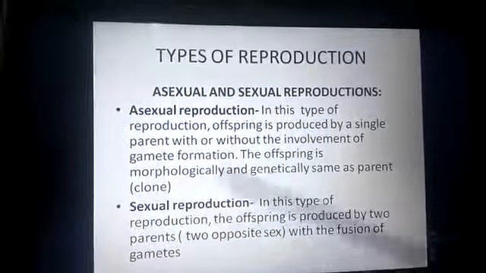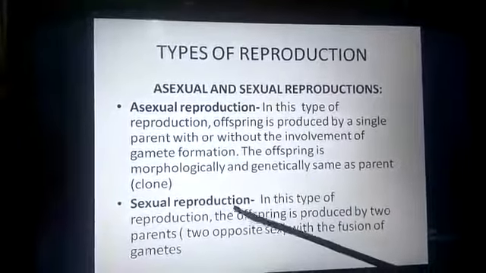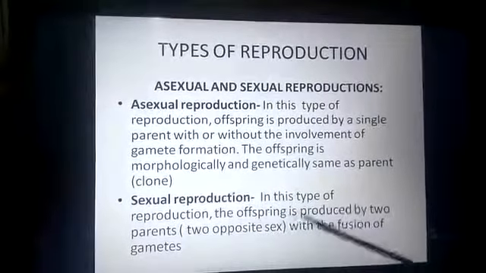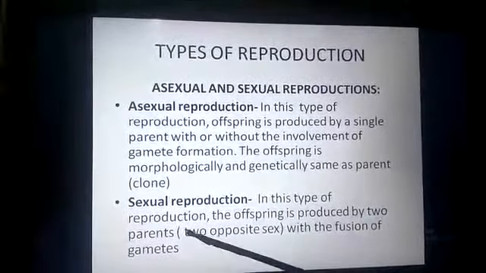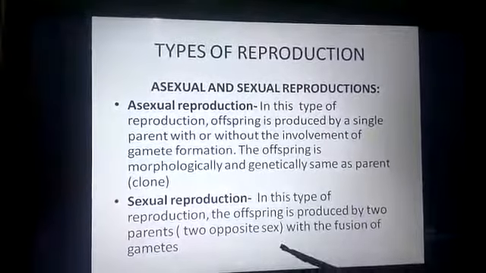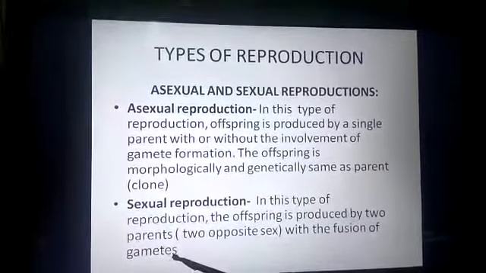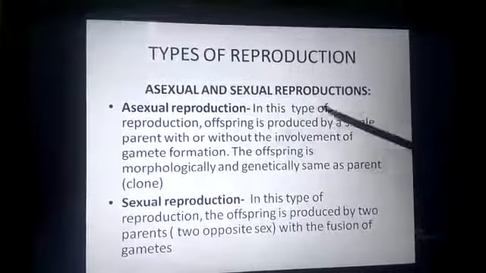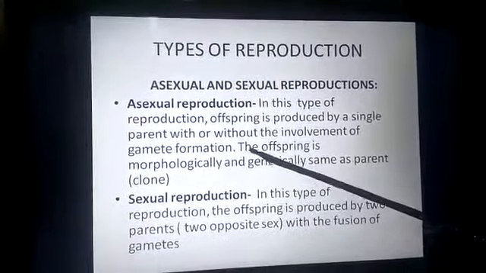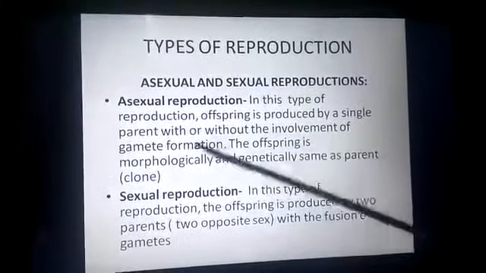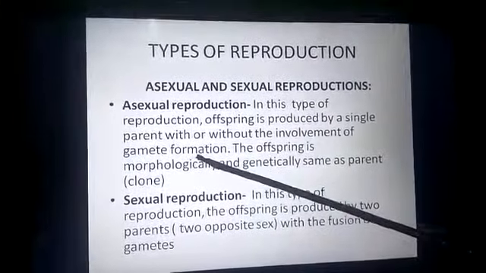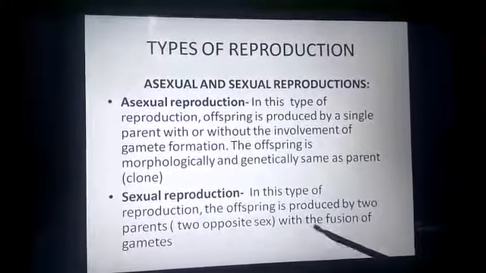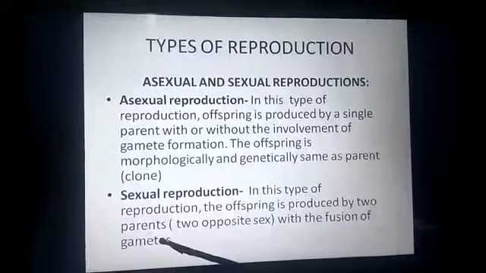Now let us go to the next one, sexual reproduction. In sexual reproduction, the offspring is produced by two parents of opposite sex with the fusion of gametes. What is the difference between these two? In asexual, only one parent is involved. There might or might not be an involvement of gamete formation. But in sexual reproduction, two parents are involved and there is a formation of gametes.